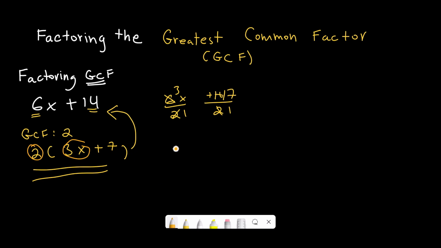Now, if we want to check whether our answer is correct, we simply distribute 2 to 3x, and that will be 6x, and 2 times 7 will be 14. As you can see, it gives us back the same expression.